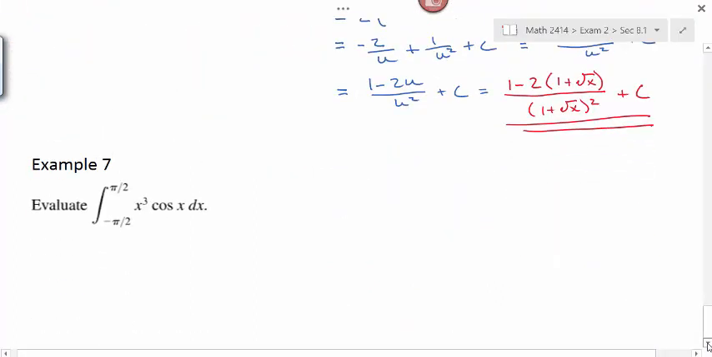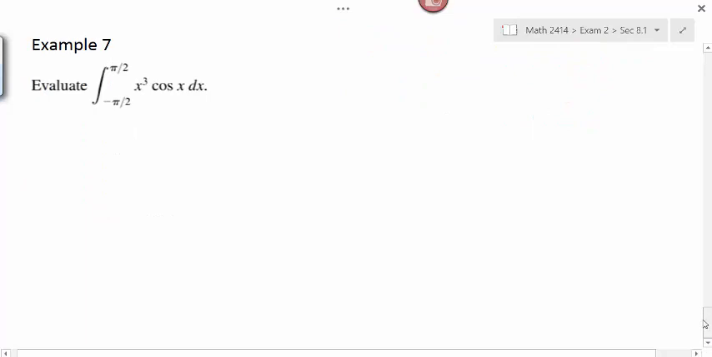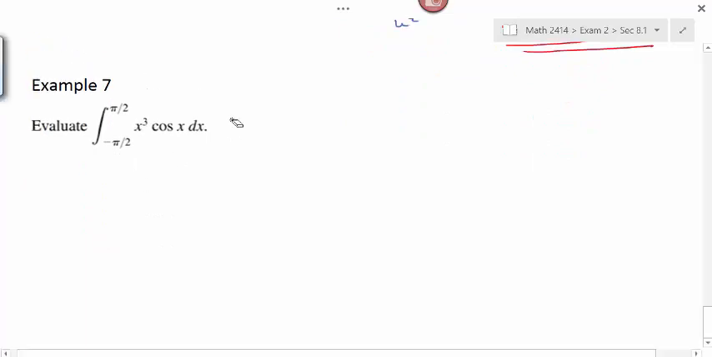There's one last problem for this section, and then we'll take a quick break. With this problem, there's not a whole lot that's going to help us as far as trig identities are concerned because we have just a cosine x. Later on, in the next section, we're going to learn a technique called integration by parts, where we could use integration by parts to evaluate this.